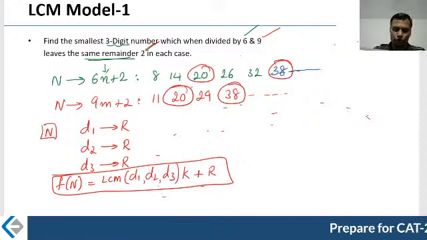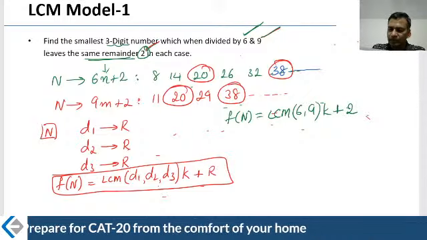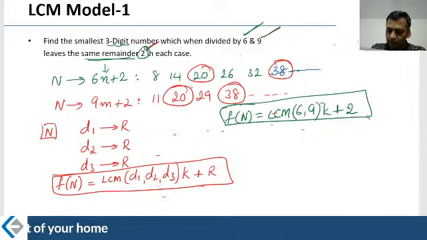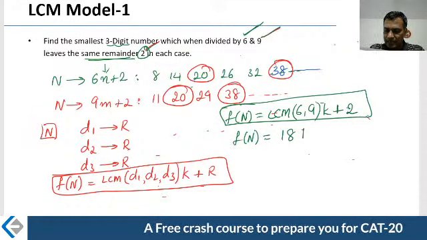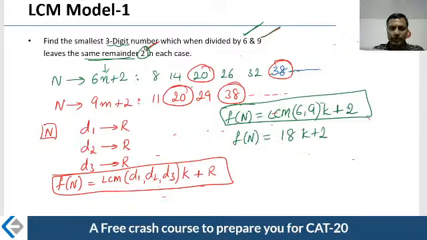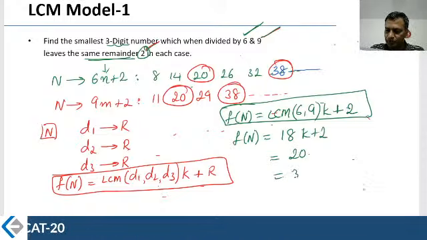If I apply this in this question, my family of numbers in this question is nothing but LCM of my divisors. What are my divisors? 6 and 9. I have to take the LCM of 6 and 9, k times, plus what is my constant remainder here? 2. This is how I would get the general form of this. So my family of numbers is nothing but LCM of 9 and 6, which is 18, 18k plus 2. Put k equal to 1, you get one of the numbers, which becomes 20. Put k equal to 2, you get another number, which becomes 38.